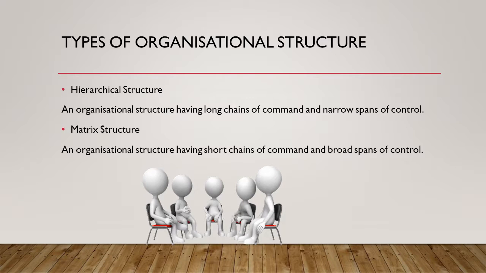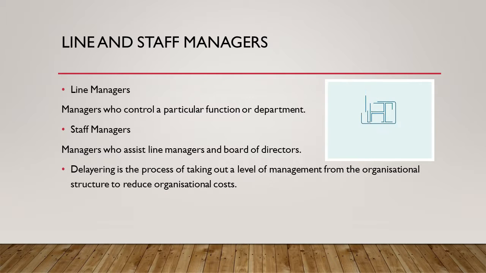The other way around, an organization having short chains of command and broad spans of control is what you call a flat structure. It is also called a horizontal structure. It is also called a matrix structure, the formal name, and it is also sometimes called team-based structure, project-based structure or function-based structure. So a flat structure or matrix structure, these are the two names which are to be remembered, certainly.